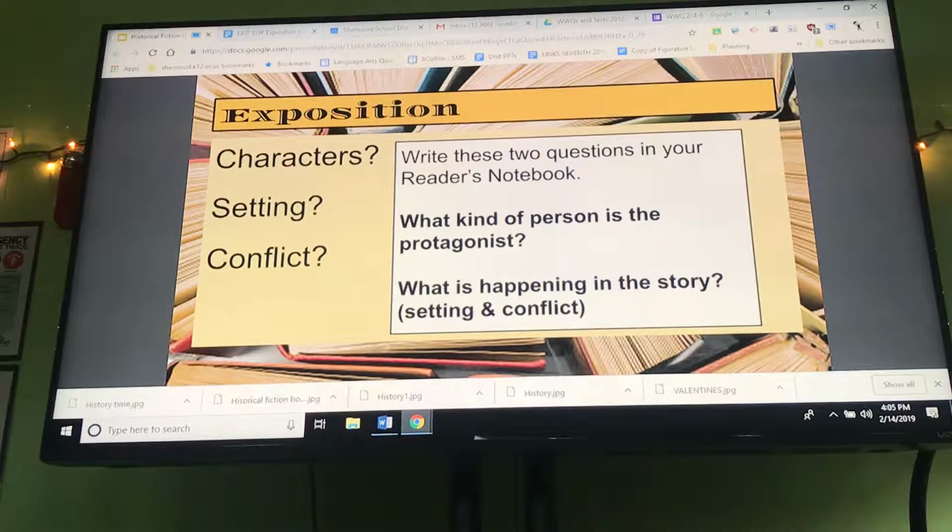So these 2 questions should be in your reader's notebook. If you don't have a reader's notebook, at least if you wrote them somewhere when you were doing Patrol, you should have these written down. What kind of person is your protagonist, and what's happening in the story? And what's happening in the story is the setting and the conflict.